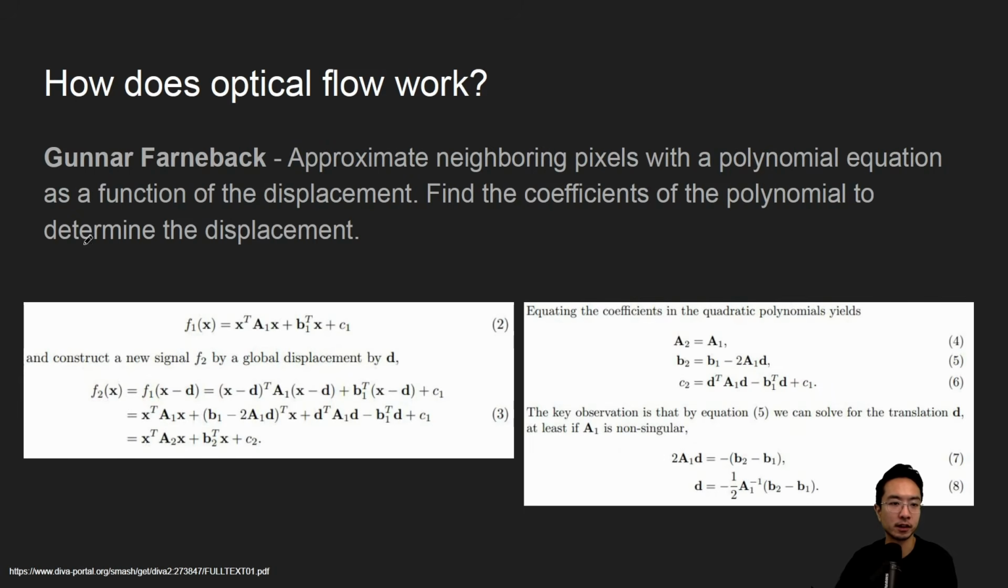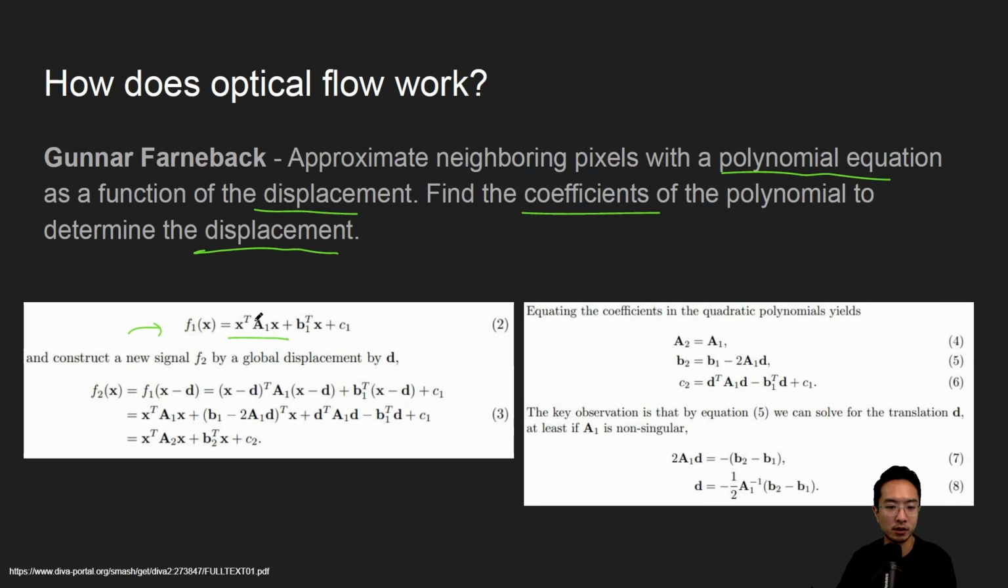And then for Gunnar Farneback, the way this works is you approximate the neighboring pixels with a polynomial equation as a function of the displacement. So each point you could predict it as a polynomial equation, and then you could find the coefficients of the polynomial to determine the displacement. So the general form is going to be of this form.